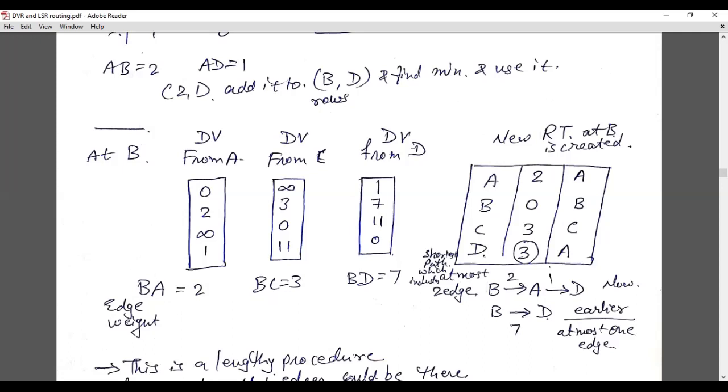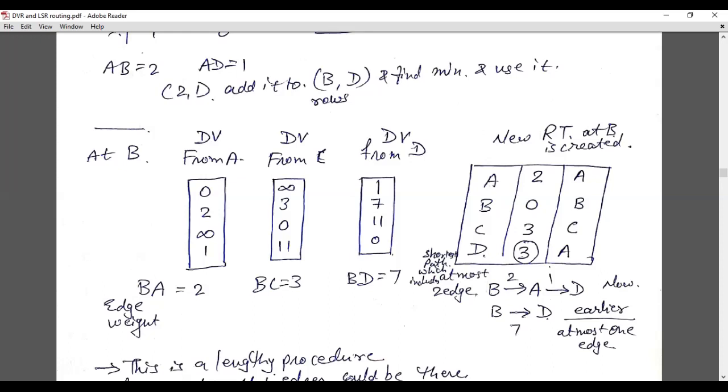Then B is 0 comma B. Then for C, the vector is infinity, 0, 11, which will be added with 2, 3, 7, giving the minimum as 3, and the next hop as C. Next is 1, 11, 0, which will be added with 2, 3, 7. The minimum is 3, from A, because 1 plus 2 is 3. So the next stop is A.